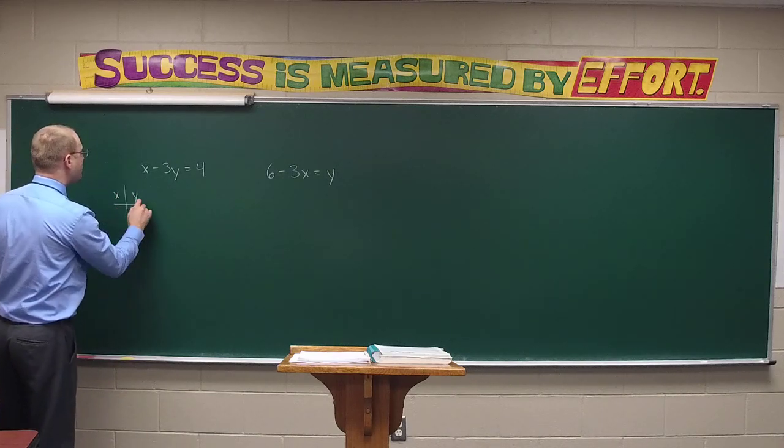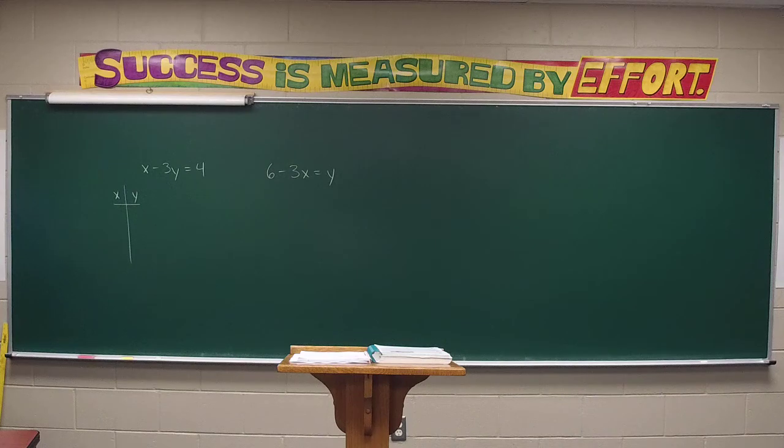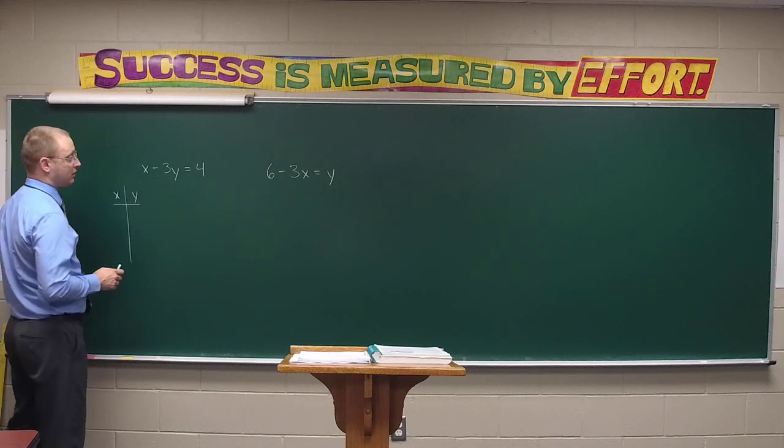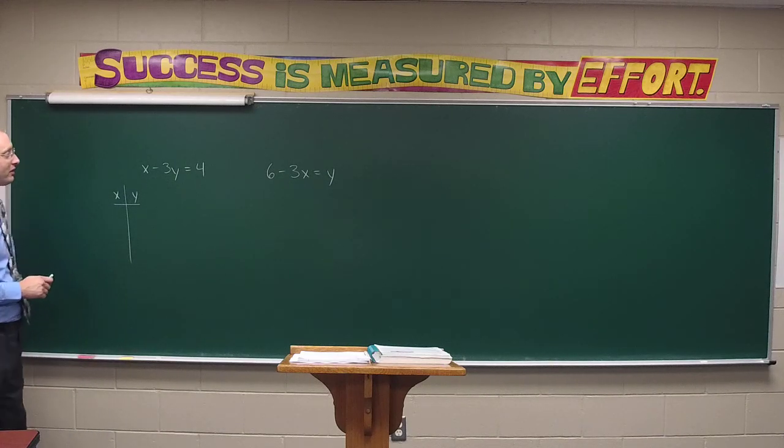But the key to using an XY table to graph is you have to get a letter, class, by itself. You've got to get a letter by itself. Right now we don't have a letter by itself. What might we do to this equation, Genesis, to get a letter by itself? Get rid of something. Sure, what might we get rid of?